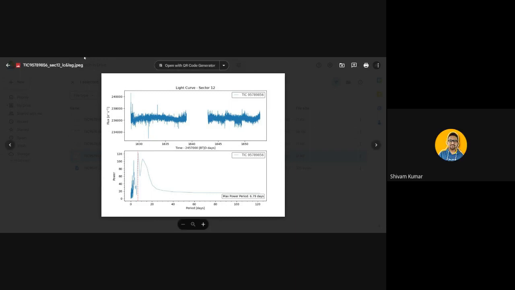Are you talking about flux or power? I'm talking about the flux. Yeah, so this is a flux versus time plot. Just see the above plot and I will explain the below one. In this case, it's pretty noisy data. As you can see, there is no pattern getting repeated between 1630 and 1650 or so days. And there are some random peaks.